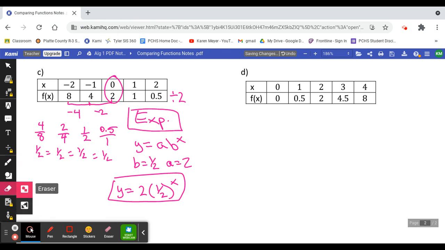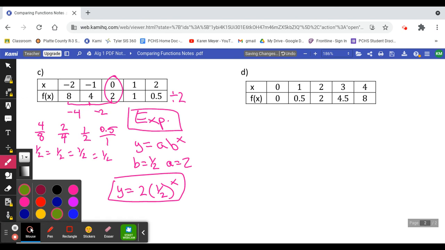Okay, last one. Rocking and rolling here. For this one, I'm going to try linear. So I'm going up 0.5, going up 1.5. Well, right there, I could stop and say, oh, those aren't the same, so it's not linear. So exponential. 0.5 over 0. Well, 0.5 over 0 is not possible. If I try that on my calculator, it'll say error. So that tells me it is not exponential.